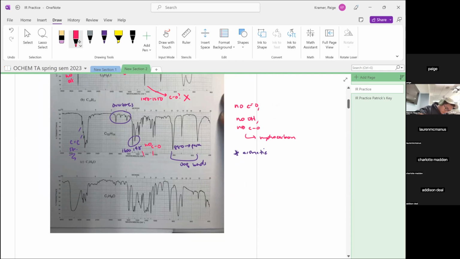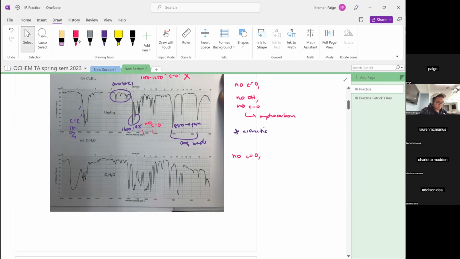All right, same thing for this next one. Let's just keep using the flow chart because I definitely want to stress being systematic with this, because that's the easiest way to do it. And the flow chart's really helpful. So no CO. Yes, OH peak, right over here. And we don't have a C double bonded O. So using the flow chart, yes, OH peak. That's an alcohol.